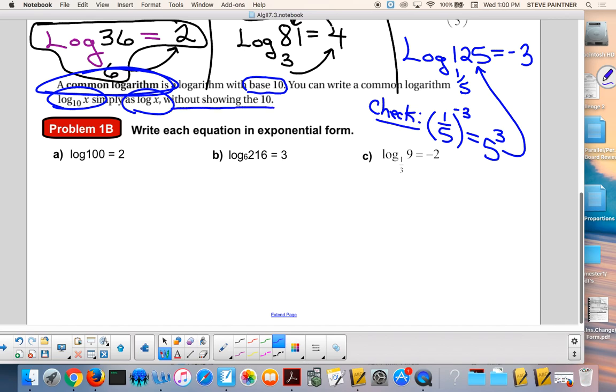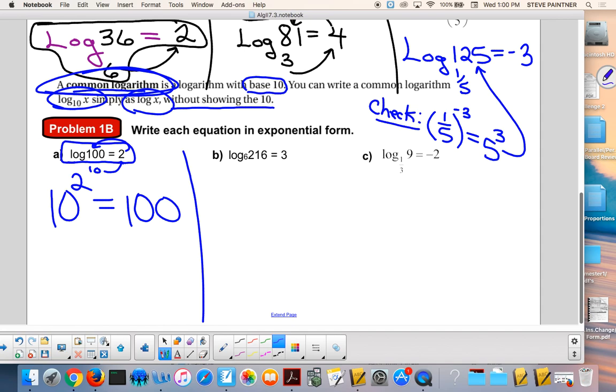So if you don't write the number 10, what am I assuming you're in? Base what? 10. If you don't write the base, I know you're in base 10. That's the only base you don't have to write. They call that the common log. Write each equation in exponential form. This is a log equation. In exponential form, Elizabeth, do you have it? 10 squared equals 100. She says 10 squared equals 100. Is she right? Yeah, it's base 10. It's common. So 10 to the second must equal what? 100. I'm done. And you can see that that's true.